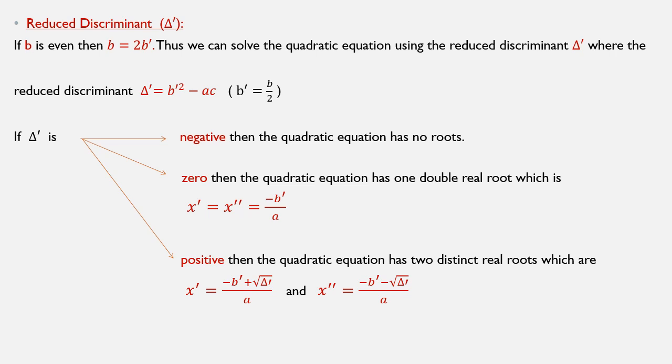And we have three cases. If delta prime is negative, then the equation has no roots. If it's 0, then it has one double root, which is x prime equal x double prime equal minus b prime over a, not 2a over a. Pay attention. And in the last case, if delta prime is positive, then the quadratic equation has two distinct real roots, which are x prime equal minus b prime plus radical delta prime over a. Pay attention to the difference between this case and the case of delta. And x double prime equal minus b prime minus radical delta prime over a.